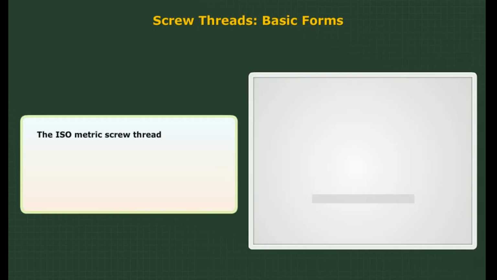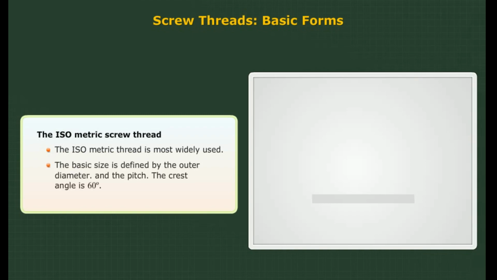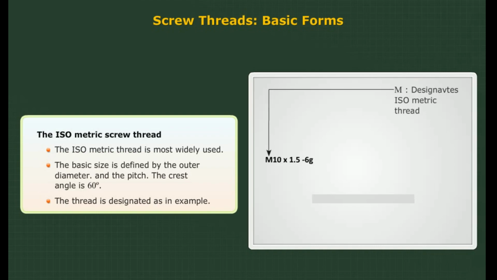The isometric screw thread. The isometric thread is most widely used. The basic size is defined by the outer diameter and the pitch. The crest angle is 60 degrees. The thread is designated, as in the example, M10 into 1.5 minus 6G.